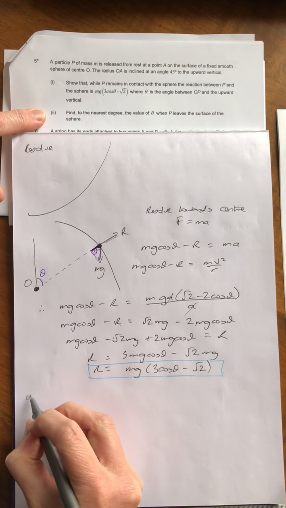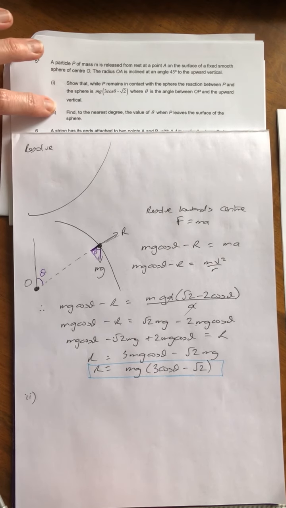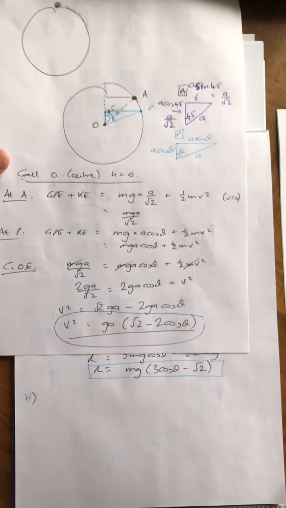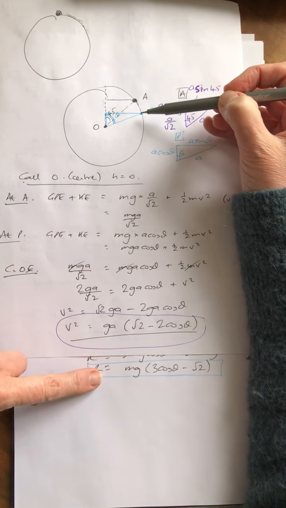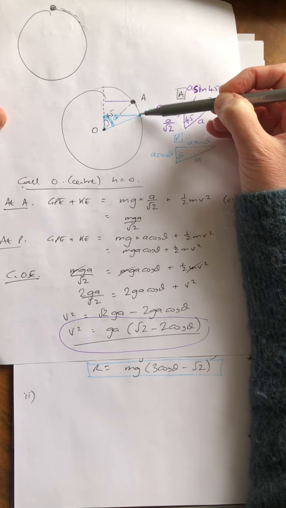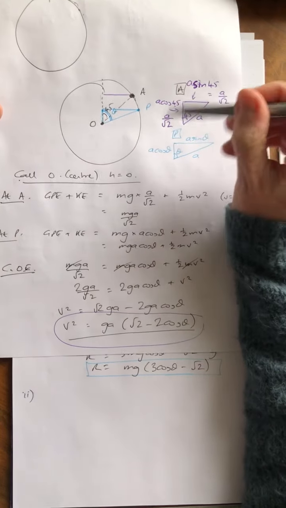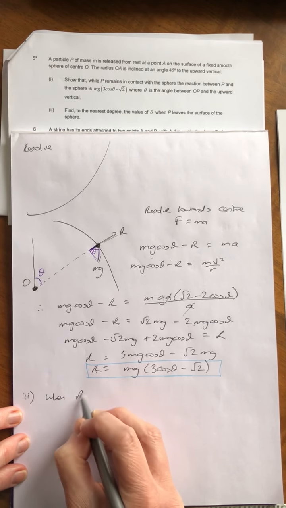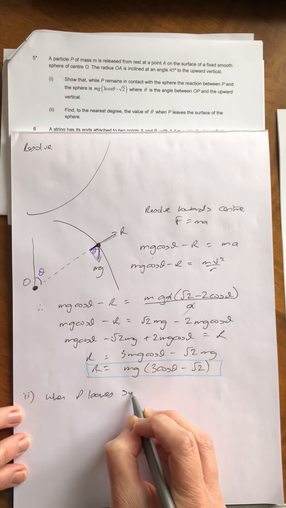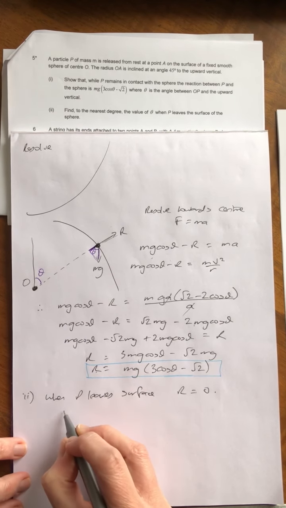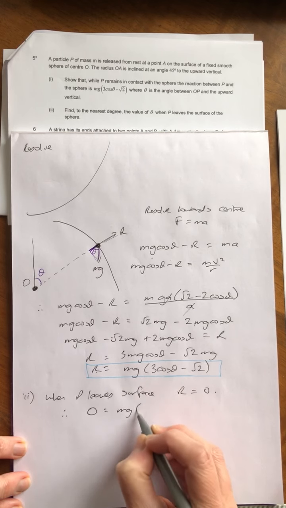So now on to part 2. Find, to the nearest degree, the value of theta when P leaves the surface. So if I go back to this diagram, what I've got here is an expression when it's still in contact, but at some point it's going to fall off, and when it falls off, that's because it loses contact. It means that the contact force goes to 0. So when P leaves the surface, R is equal to 0.